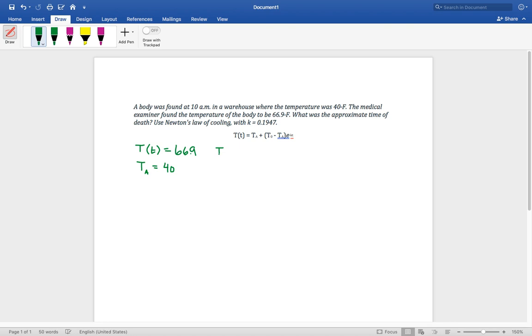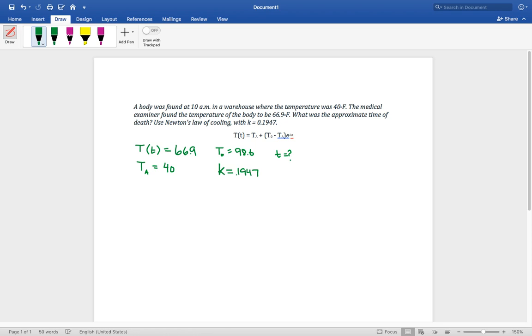T sub 0 means the temperature of the thing, the body, at the start time. This is not given in the story problem. You're kind of supposed to know from health class, 98.6, okay? T sub A again, we already know that. e is a constant that our calculator knows. k, they told us in the story problem, is 0.1947. The only thing left is t, and t is what we're trying to figure out.